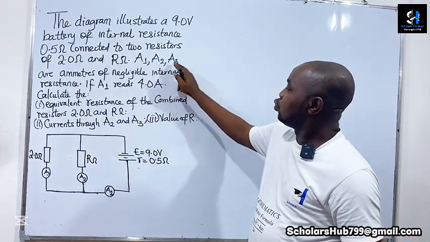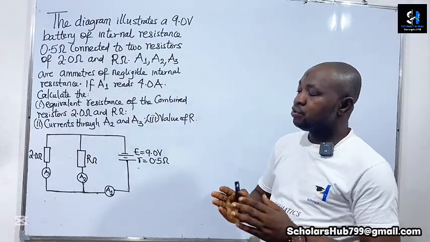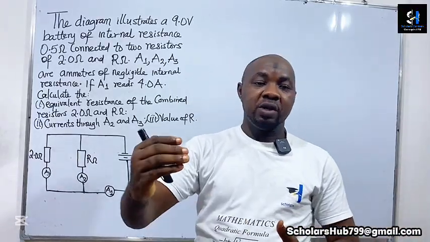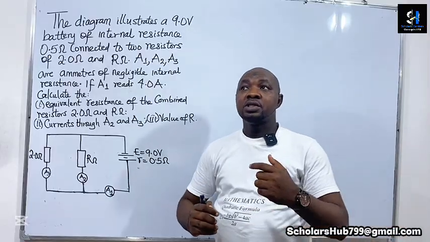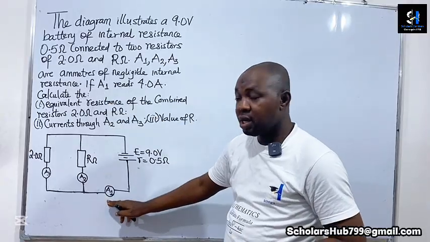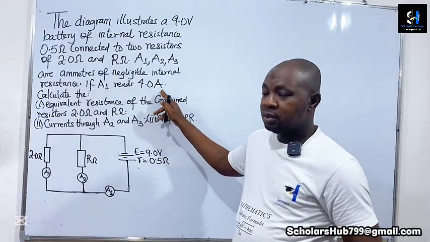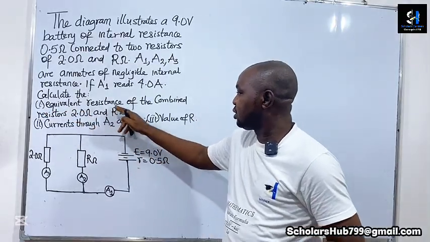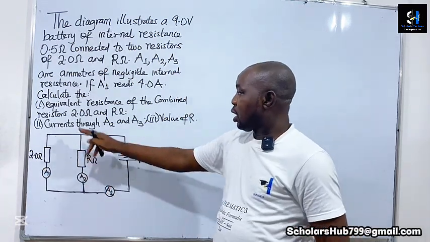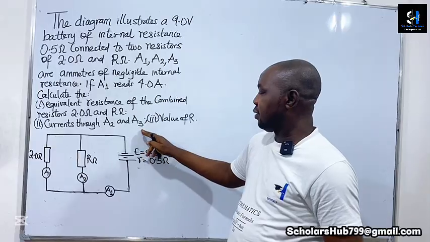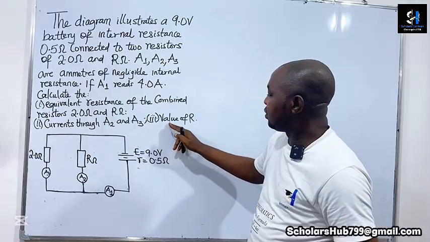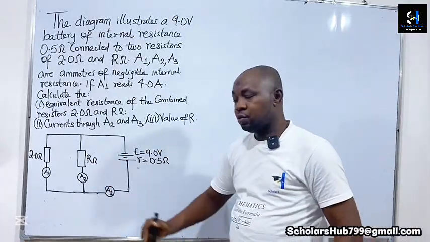Now, A1, A2, A3 are ammeters of negligible internal resistance. An ammeter is an instrument for measuring the flow of current in a circuit, and we can also use it for checking the functionality of a circuit. So if ammeter A1 reads 4.0 amps, calculate, Roman numeral 1, the equivalent resistance of the combined resistors 2.0 ohms and R ohms, and also calculate the current through ammeter A2 and ammeter A3, and also calculate the value of R, which is the unknown resistance.